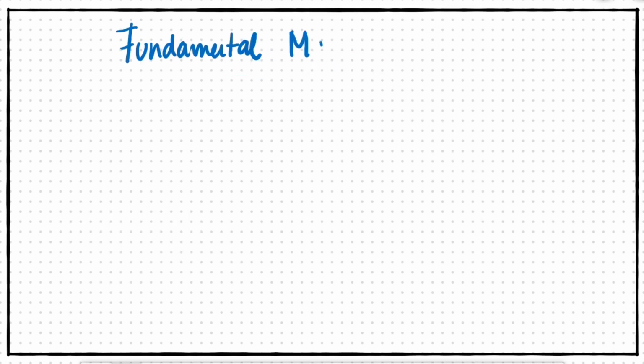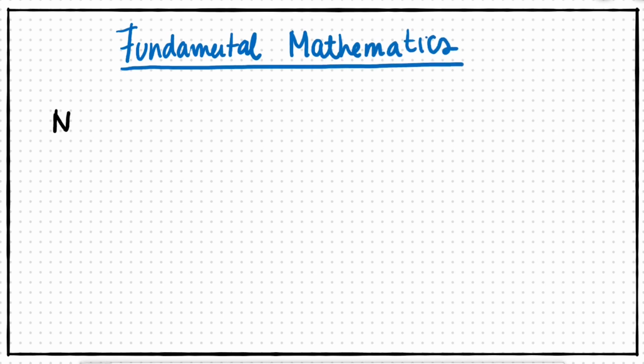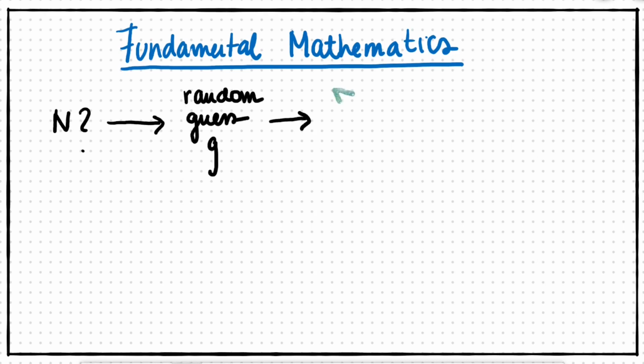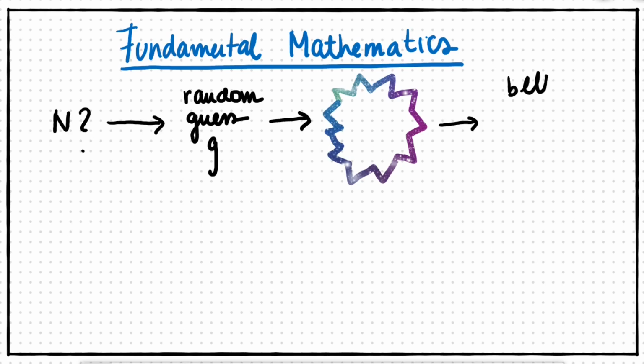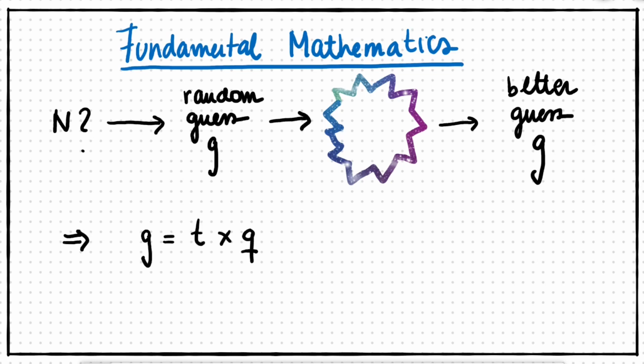So, let's start with the first part, the basic fundamental mathematics of Shor's algorithm, which has nothing fundamentally quantum about it. To factor a number n, Shor's algorithm starts with some random guess g. The key aspect of this algorithm is that it transforms this guess g into a much better guess that does in fact share a factor with n. So, how exactly can we do this?